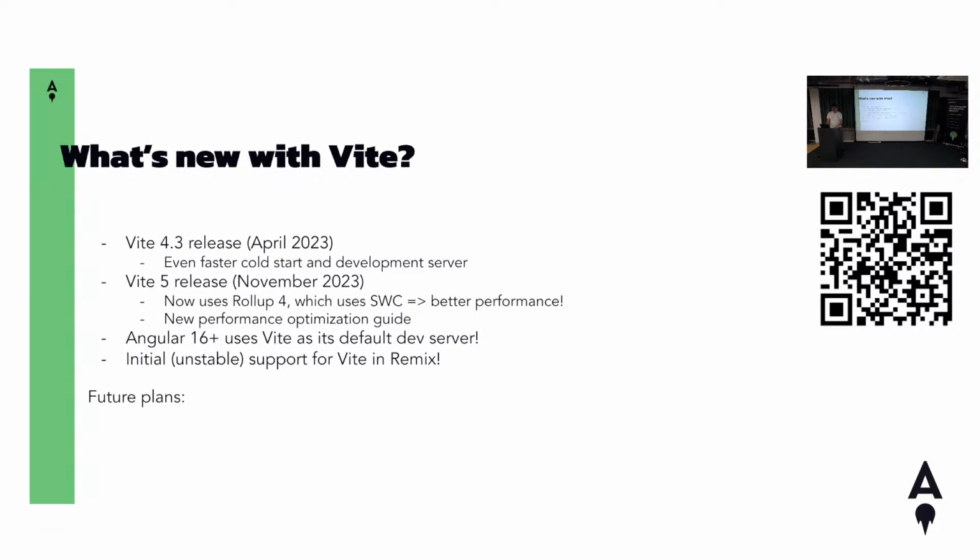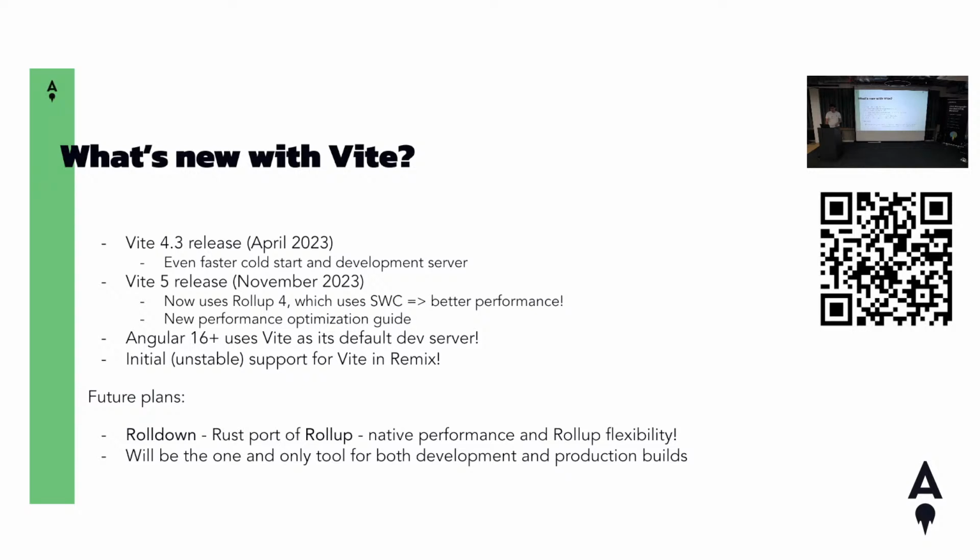So what are the future plans of Vite? They actually decided to create a Rust port of Rollup. They're going to call it Rolldown, which is a terrible name. The advantage is they're going to have the native Rust performance, and they're going to have the Rollup flexibility. So then they're going to have one tool for both the development server and production builds. So yeah, the future is bright, except it's very early work in progress. And they should be open sourcing Rolldown this quarter. So we'll see how that goes.